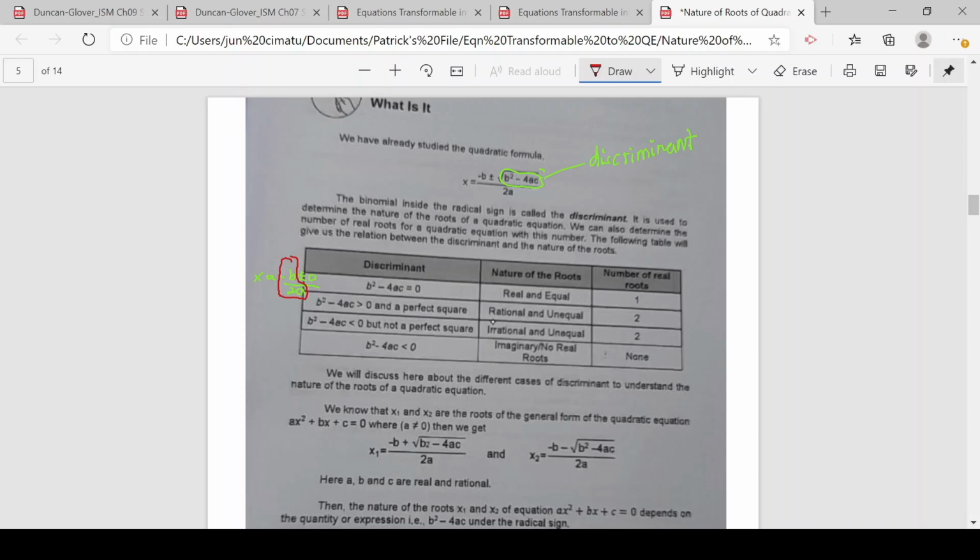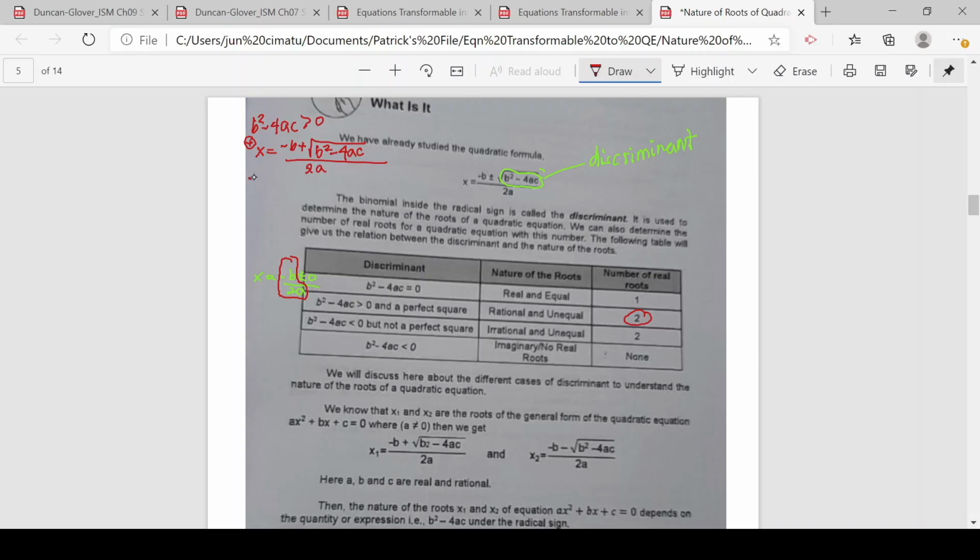Pagka naman ang b square minus 4ac is greater than 0, rational and unequal. So, meron tong dalawang roots. So, anong ibig sabihin yan? B square minus 4ac greater than 0. So, dalawa ang roots mo. So, x is equals to negative b plus, ito yung root number 1, kung plus yan, square root of b square minus 4ac over 2a.